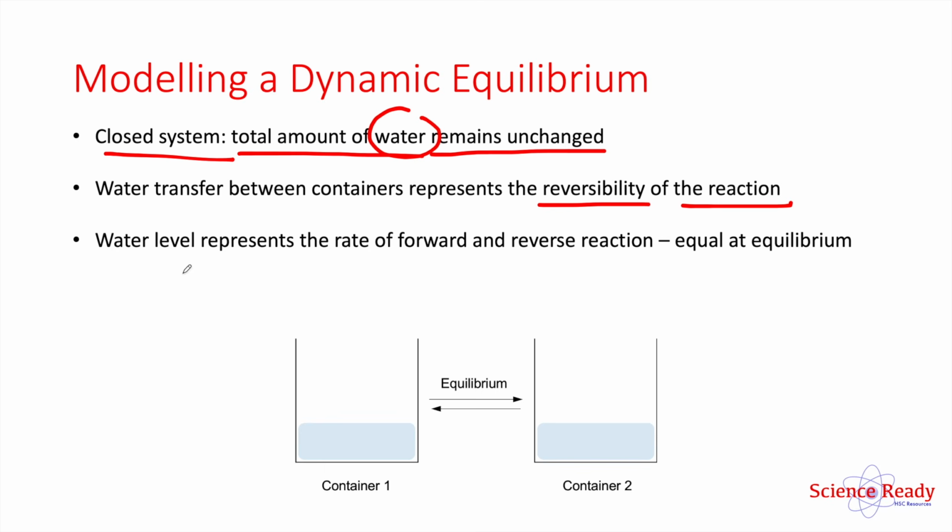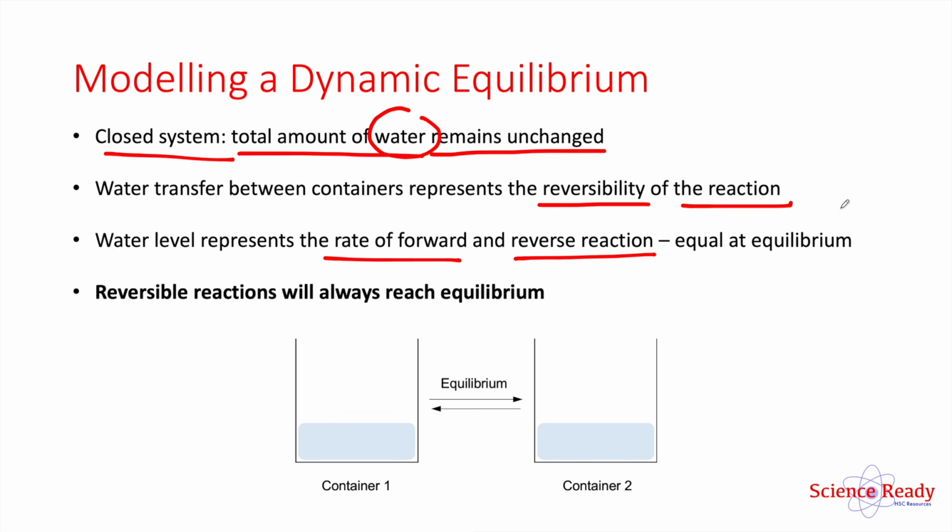Finally, the water level represents the rate of the forward and the rate of the reverse reaction. And what we are trying to achieve here is that at the very end, we are trying to make the 2 water levels equal. In other words, we are trying to make the rate of the forward reaction equal to the rate of the reverse reaction, which represents the state of equilibrium. So overall, this concept is very great in highlighting this one fact, and that is reversible reactions, it doesn't matter where they start with, they will always and eventually reach equilibrium.